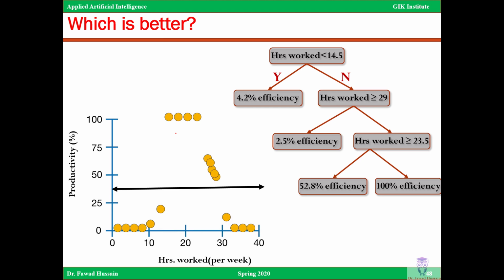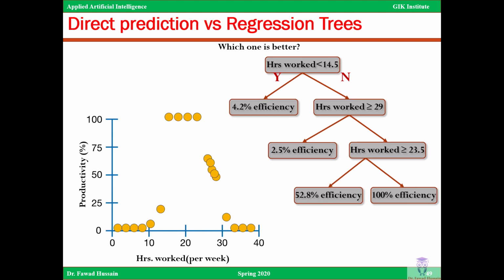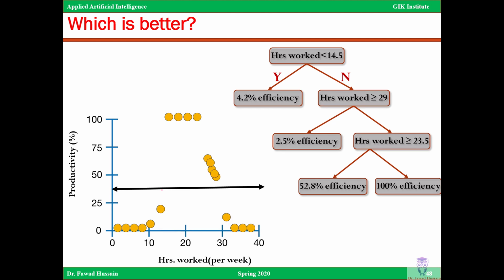And it's pretty simple to see which one is a better fit, if we use the straight line or if we are using a regression tree. So it's obvious that the regression tree is a much better representative of the data as compared to the straight line. But there's another question here. So this straight line was a bad idea. So what if somebody tells you, why did you even put this straight line?